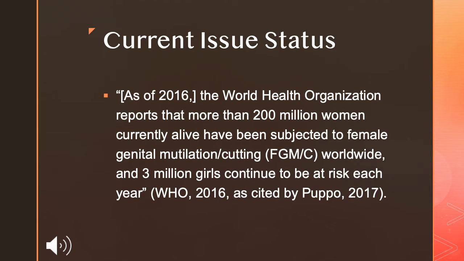As of 2016, the World Health Organization reports that more than 200 million women currently alive have been subjected to female genital mutilation or cutting worldwide, and 3 million girls continue to be at risk each year. 24 countries in which FGM/C has historically been concentrated have enacted legislation against the practice. However, in some areas, the practice has decreased, while in others, it has increased or stayed the same. Also, the CDC estimates that as many as 513,000 women and girls in the United States could have experienced FGM/C or are at risk of experiencing it in the future.